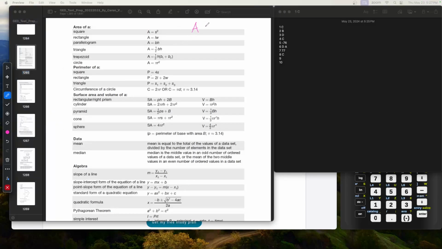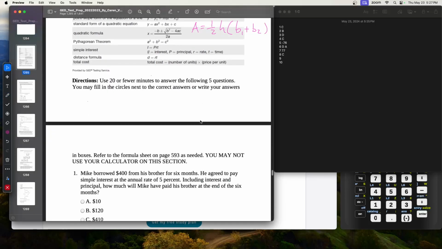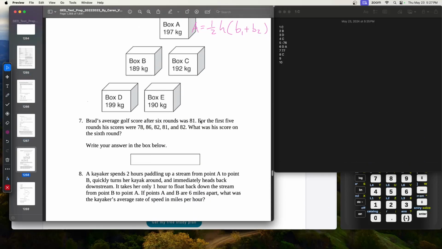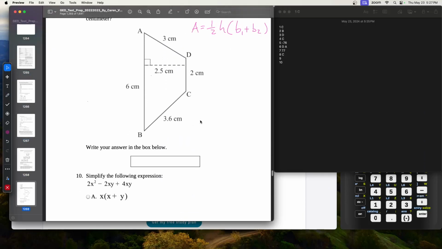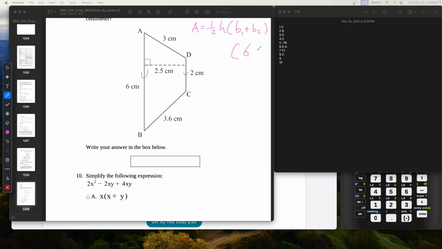Well, you have to recognize it's a trapezoid, but if you recognize that, you could just use the formula that they give you. Obviously, you also have to know how the formula works. So here, B1 and B2 stand for base 1 and base 2. That refers to the parallel lines. So here, B1 is 6, B2 is 2. And then the height is the distance between the two parallel sides.